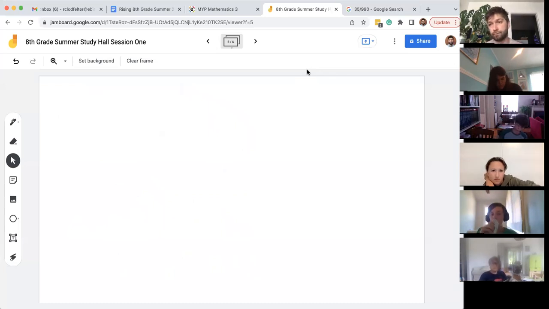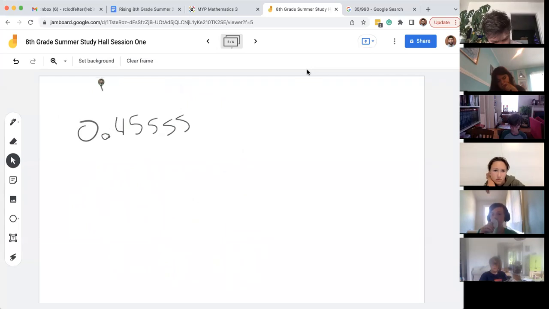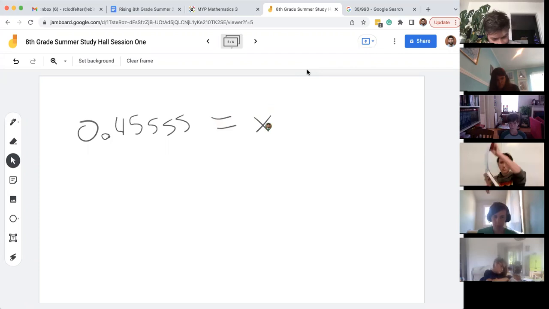Now, we had the number 0.455555. So what's different here is, yes, I have a repeating pattern, but first I have another number in the way between the repeating pattern and the decimal. So to convert this to a fraction, first I just tell myself that that number is equal to x, 0.45555555.